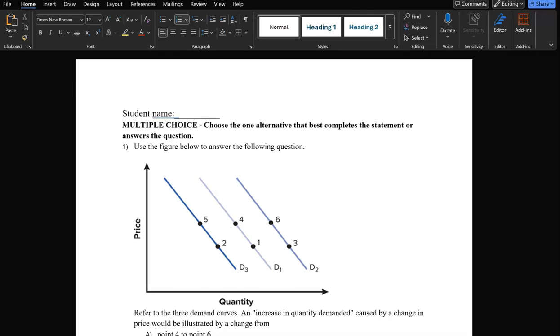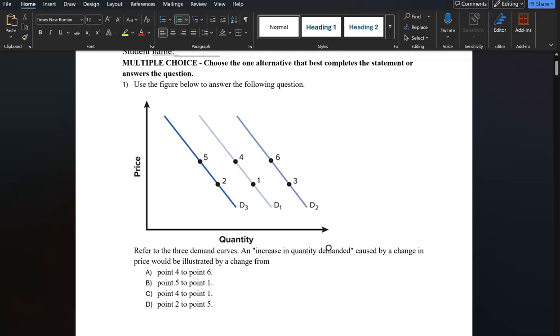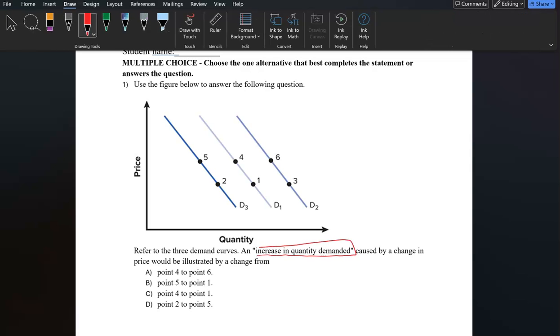Hey everyone, let's take a look at some of the questions on demand, supply, and market equilibrium. We have three demand curves D1, D2, and D3, and the question is asking about an increase in quantity demanded. That means the price went down. We have price on this axis, quantity demanded on this axis.